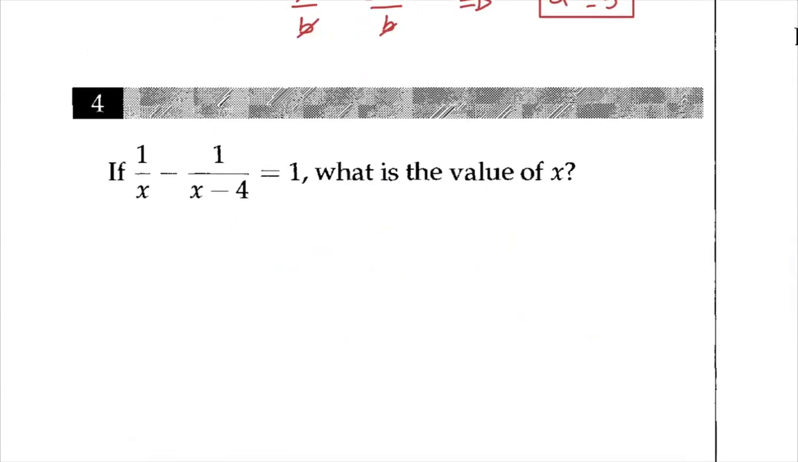Question number 4: we have this equation, 1/x - 1/(x - 4) = 1. What is the value of x? As we said before, this equation can be done manually, and we will do it manually, and it can also be solved much more quickly using decimals. I'm going to show you both methods. Let's start to solve it first manually.